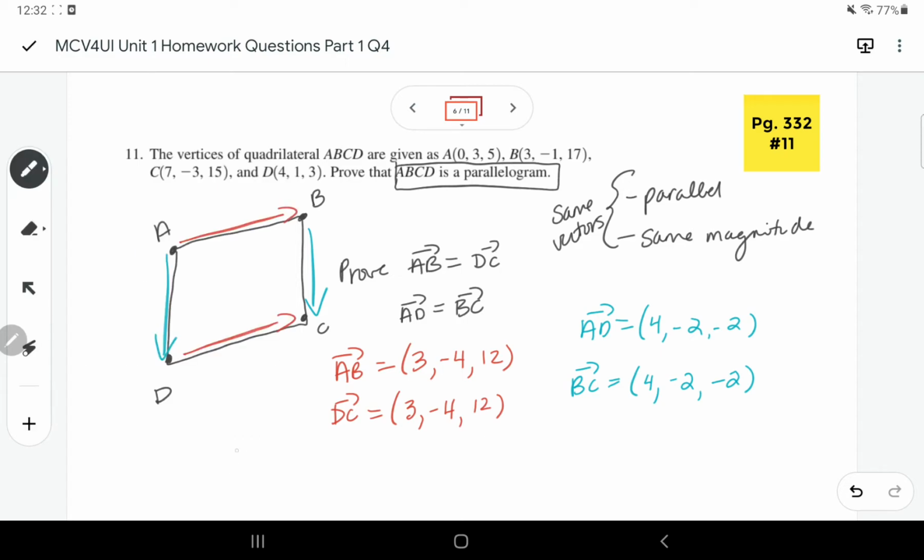So to summarize that, we can just say, therefore, ABCD is a parallelogram, because vector AB equals DC and AD equals BC.